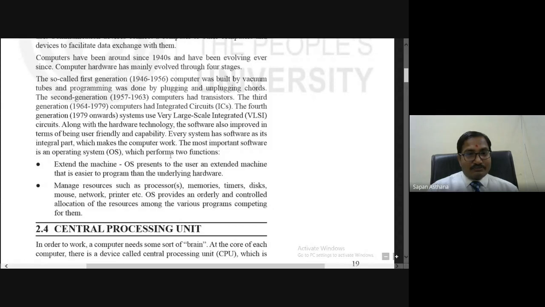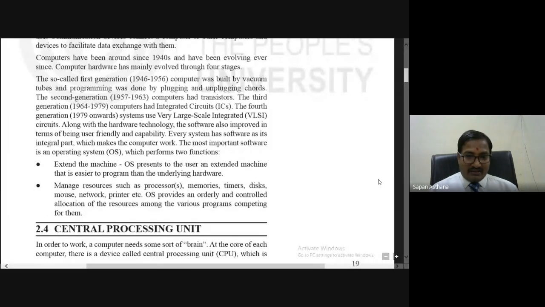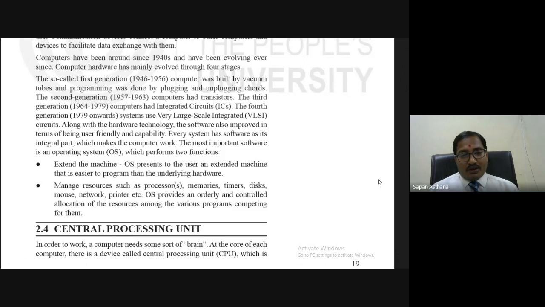This is the operating system. Operating system is important software which performs two functions: extend the machine, the operating system presents to the user an extended machine that is easier to program than the underlying hardware, and manage the resources such as processor, memories, timers, disk, mouse, network, printer, etc. Operating system provides an orderly and controlled allocation of the resources among the various programs competing for them.